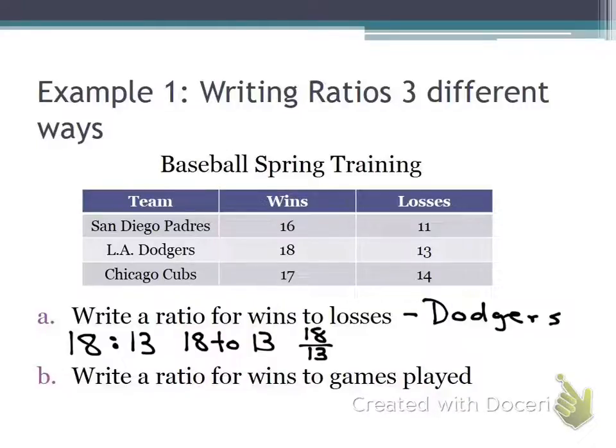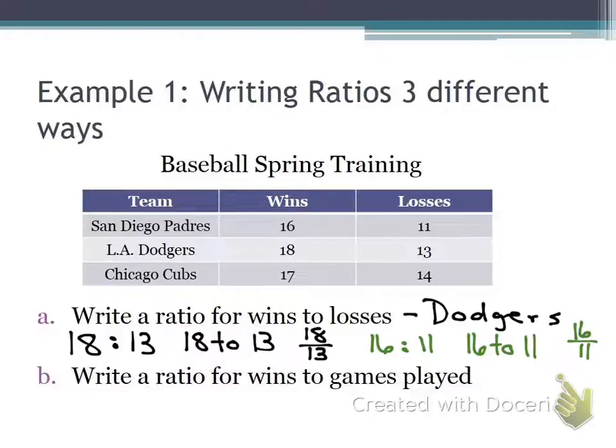You do all 3 of them on your homework. It'll say write the ratio in 3 ways. Now I want you to write the ratio of wins to losses for the Padres. How many wins for the Padres? 16. How many losses? So 16 colon 11, 16 to 11, 16 over 11. Did you get it right?